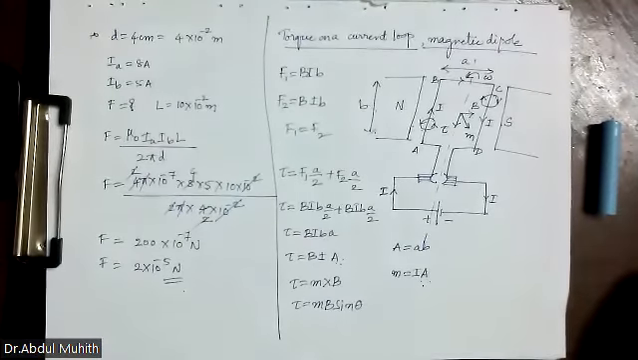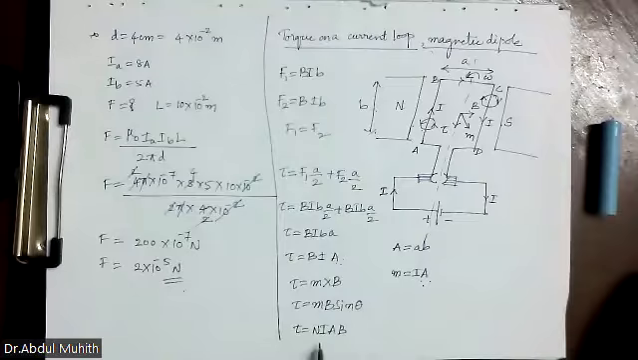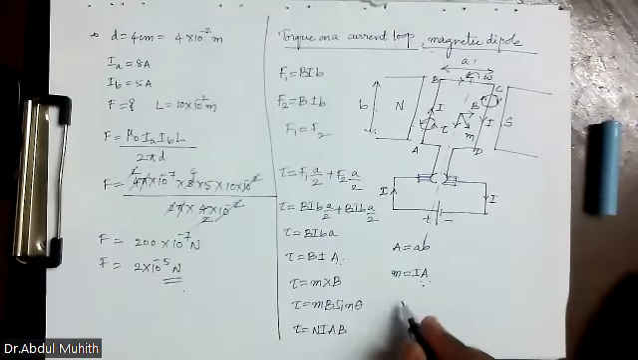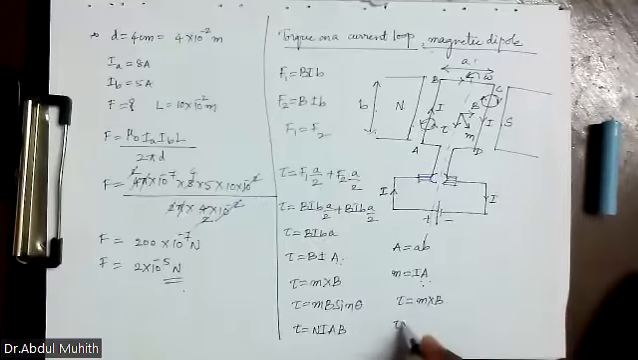If in the coil, instead of one turn, there are n number of turns, we write tau is equal to NIAB. So we have the formula tau is equal to M cross B, or we can also write tau is equal to P cross E. These are the two formulas. Okay. Tau equal to M cross B, or tau is equal to P cross E.